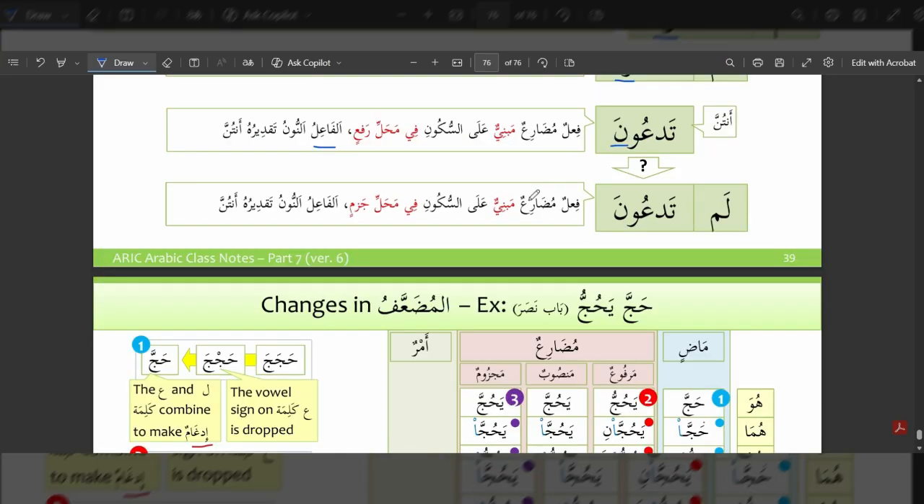Then when you put lam before tad'una, it does not change because it is mabni. That means it is fixed. It will not change. So it will remain لم تدعون. You all did not call, female. So فعل مضارع مبني على السكون في محل جزم. So this is present tense fixed on the sukun in the position of jazm. And the fa'il or the doer is the noon taqdiruhu antunna. The noon is the fa'il here.